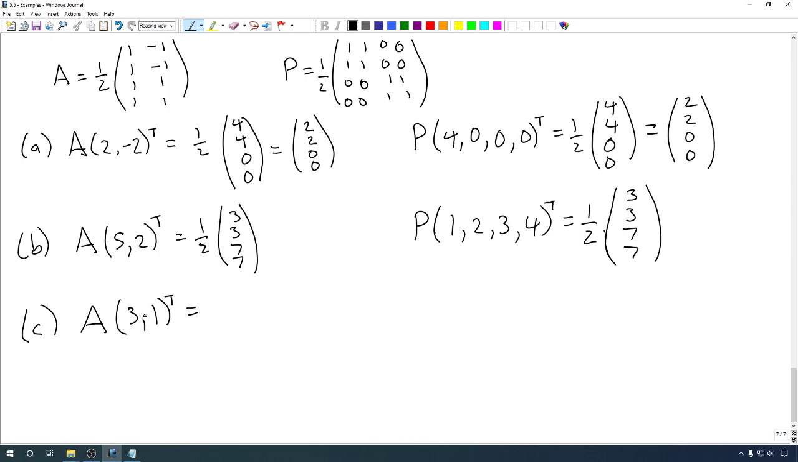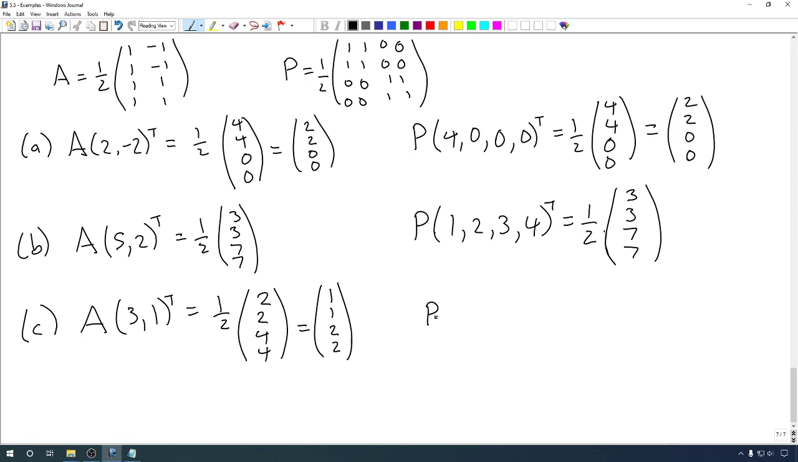This time, our least squares solution was 3, 1. We're going to multiply A by 3, 1. We saw the 1/2. What is our 4 by 1 column? Well, now we have 3 minus 1, so we get a 2. Then 3 minus 1 is another 2. Then we have 3 plus 1 is a 4, and another 4. We can simplify that one: 1, 1, 2, 2.